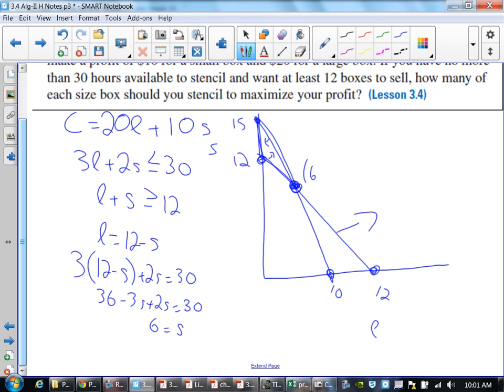So your ordered pairs you check will be at (0, 15), (0, 12), and (6, 6). You get $180 here, $120 here, and $150 here. If you think about it, in the 30 hours that you were working stenciling, you made $180. Worth it? No, not to me.